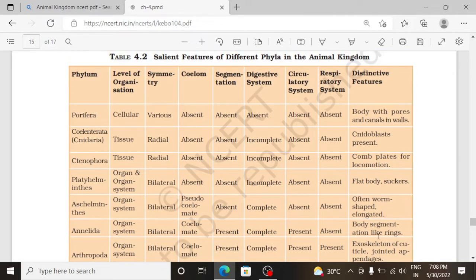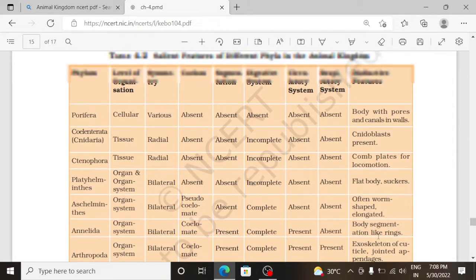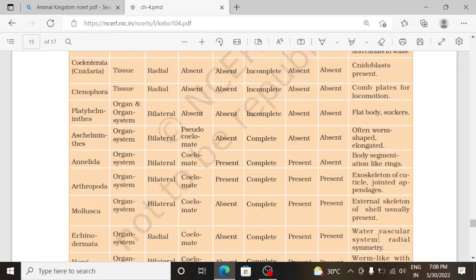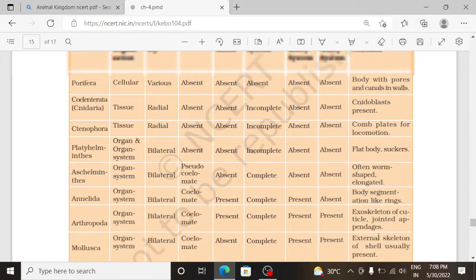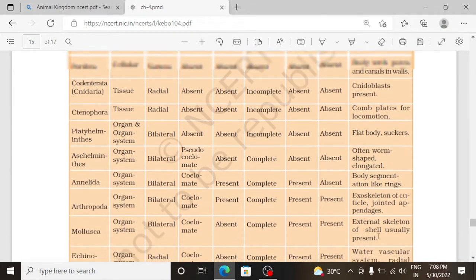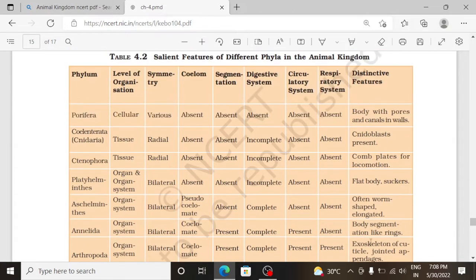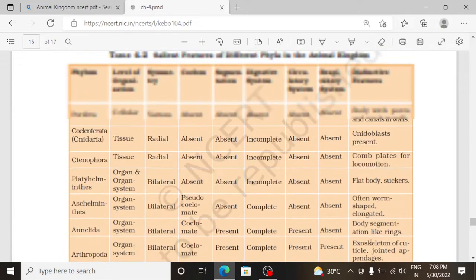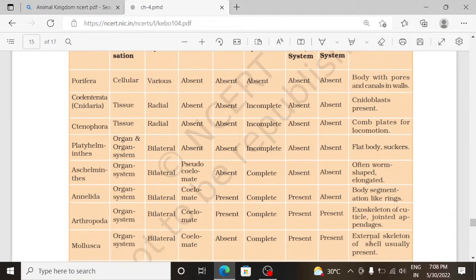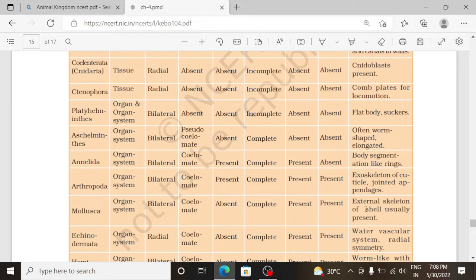Mollusca, level of organization is organ system. Symmetry is bilateral. Coelom is coelomate. Segmentation is absent. Digestive system is complete. Circulatory system is present. Respiratory system is present. And distinctive feature is external skeleton of shell, usually present.